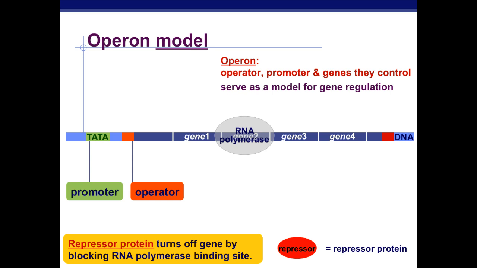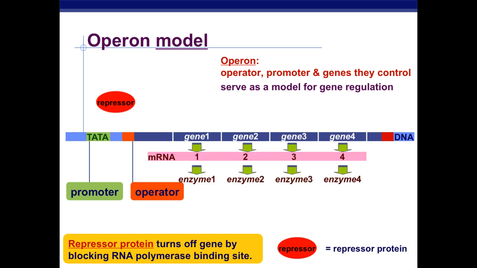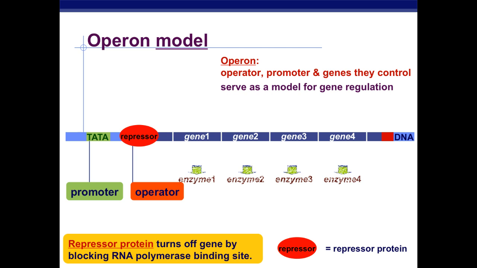And when the RNA polymerase runs down the gene, you will produce an mRNA, which will then produce proteins, in this case, enzymes 1, 2, 3, and 4. When the repressor binds, it prevents the RNA polymerase from binding and transcribing more mRNA.